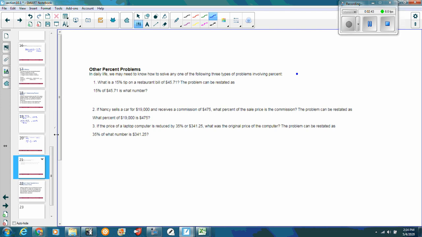Okay, so for other percent questions, the formula that we use is is over of equals percent over 100. So what is 15% of a restaurant bill, which is $45.71? If you know how to do that and you just multiply by 0.15, that's fine. Otherwise, you can use this formula. So restating it as 15% of 45.71 is what? So the is the x. The of, because the word that's near of is 45.71.